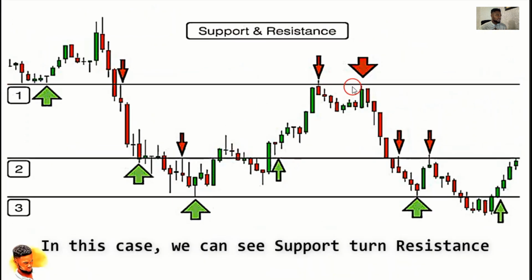Sometimes support also turns to resistance. You can see this area was a support level. The market bounced off, and when it broke this level, eventually the market came back to that level and it turned into a resistance level. So in this case, you can see support turned resistance.